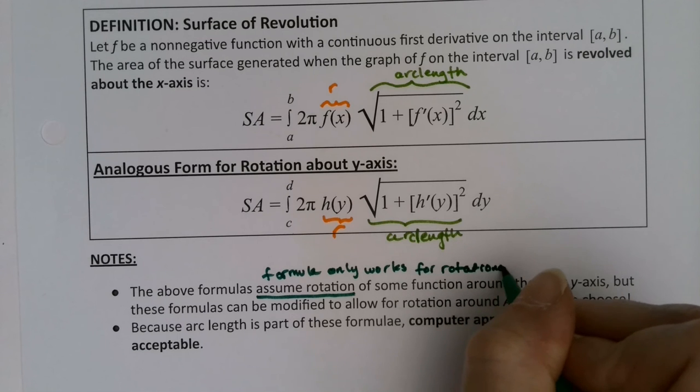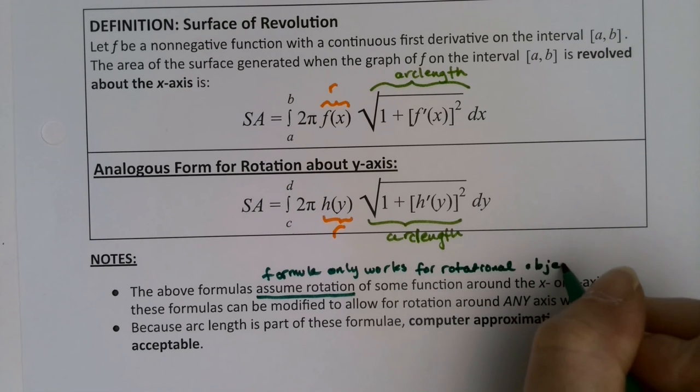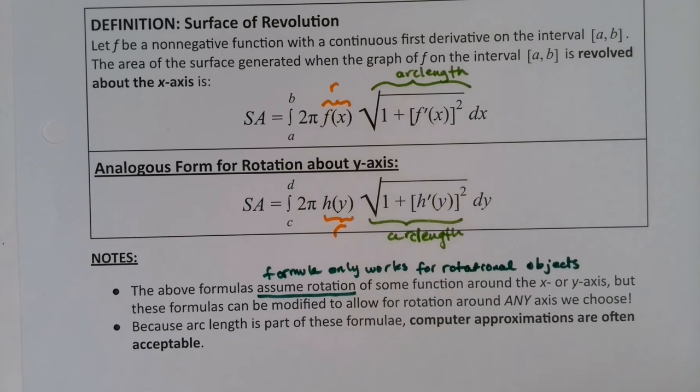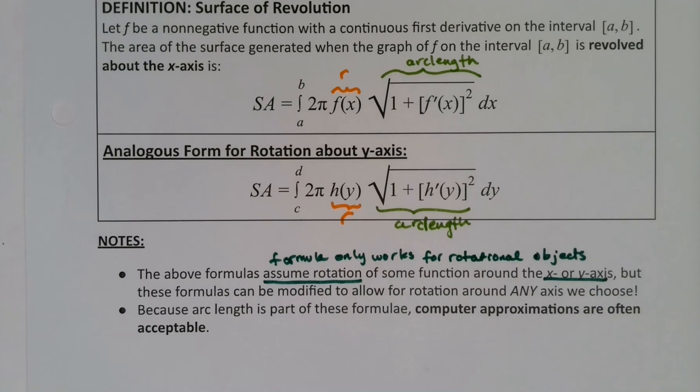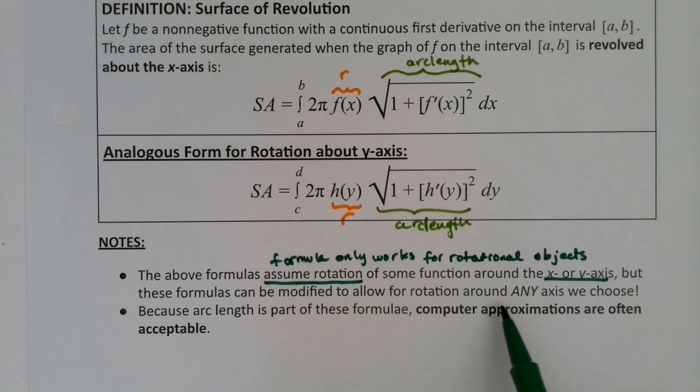In Calc 3, you can do other things. So we're assuming rotation around the x or y axis, and we're only going to do the x or y axis, and we're not even going to do those funky ones where you're rotating around like y equals 3 or something like that. It's not going to happen. You could modify them to rotate around any axis, but we're not going to mess with that too much.